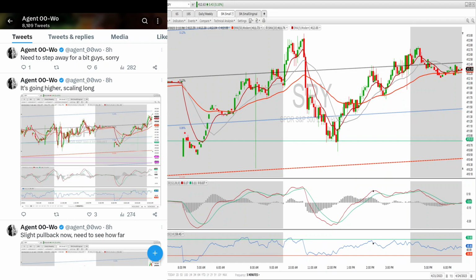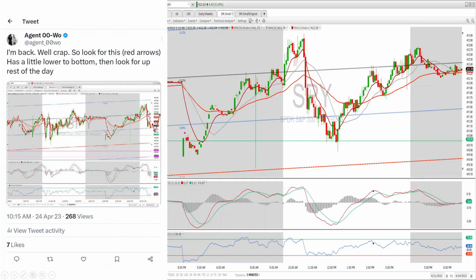Oh, you can't see. I see this tweet: slight pullback now, need to see how far. I was referring to this right there. See that? Need to see how far. Okay, right here. Here we go.